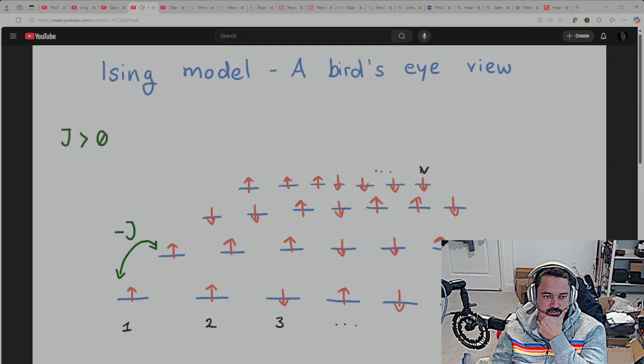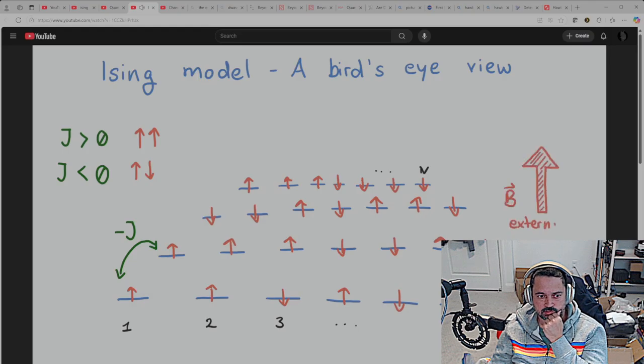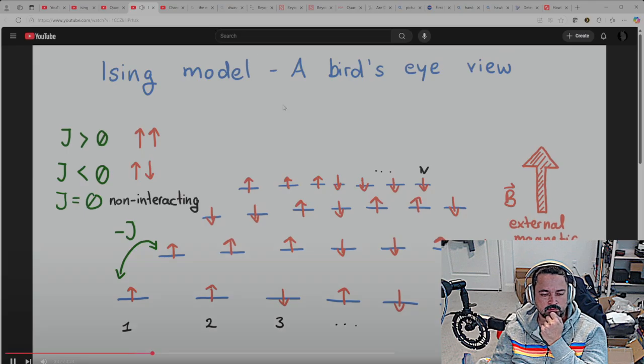In this way, a positive value for J favors parallel alignment of the neighboring states. Additionally, we could think of a term to manipulate the state at each site individually. In the case of localized spins, this can be achieved by an external magnetic field. For a thorough discussion, check out our videos on non-interacting spins. Basically, in the presence of a magnetic field, the magnetic moments will tend to align.